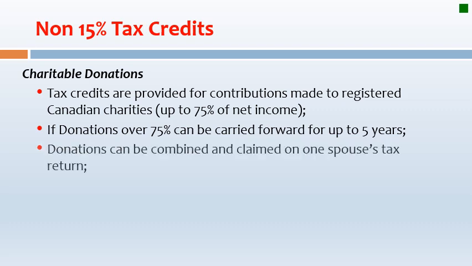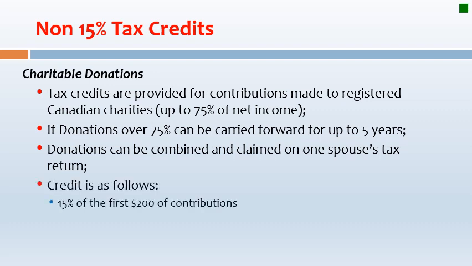Now, donations can be combined and they can be claimed on one spouse's tax return, so that's always beneficial when you can effectively income split by reducing the taxes payable of one taxpayer by combining with the spouse. So the credit is calculated as 15% on the first $200 of contributions. So what is that, 30 bucks? I think that's 30 bucks. If you calculate that out, that's your actual credit.